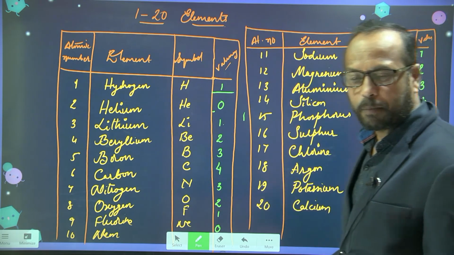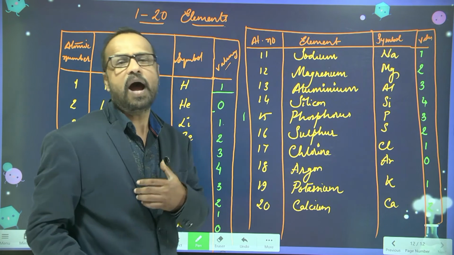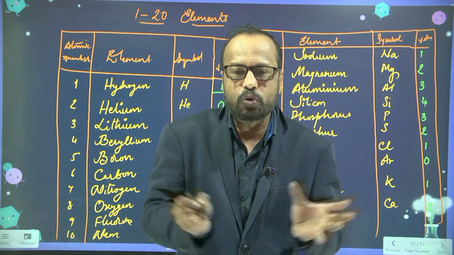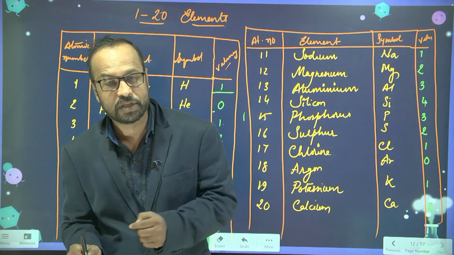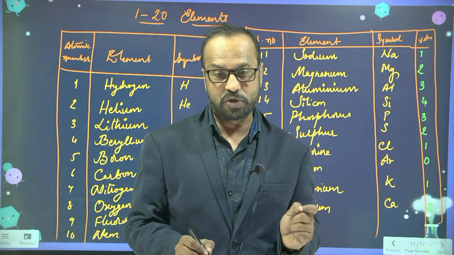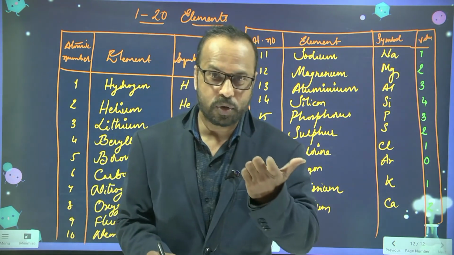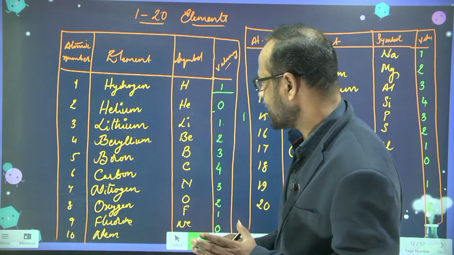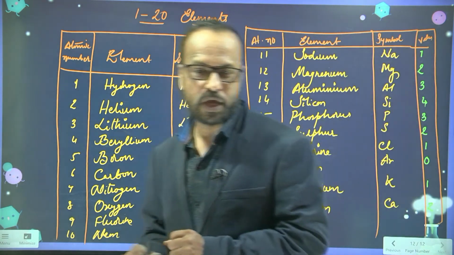So in this way, you can remember up to the first 20 elements. But if you go to the higher elements, more elements, then you have a method to remember, based on their electronic configuration and the charges present on them. Based on that we can remember their valences easily.